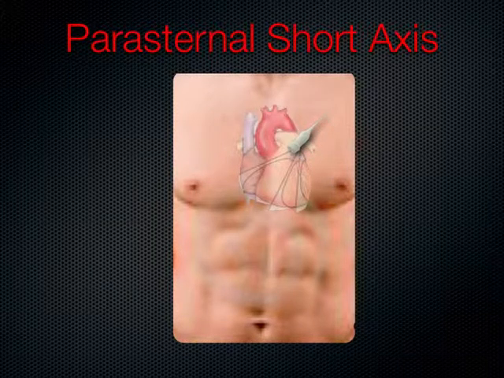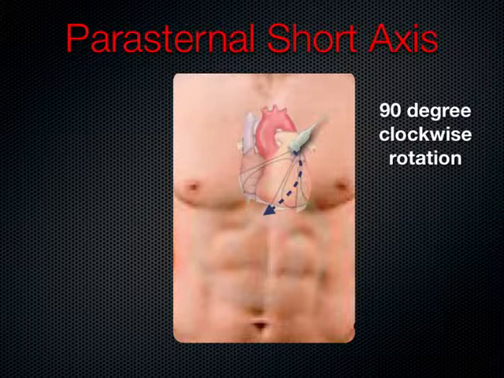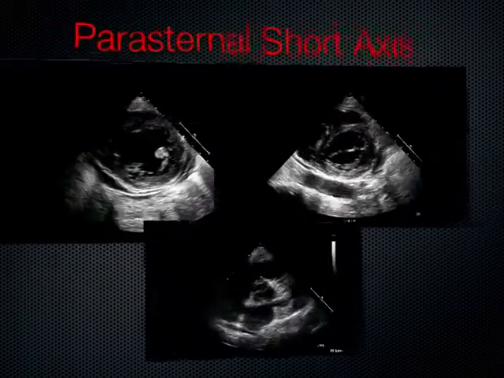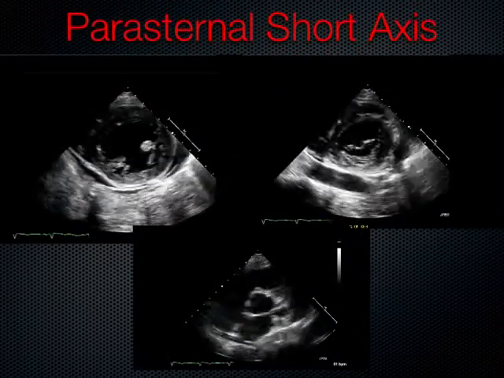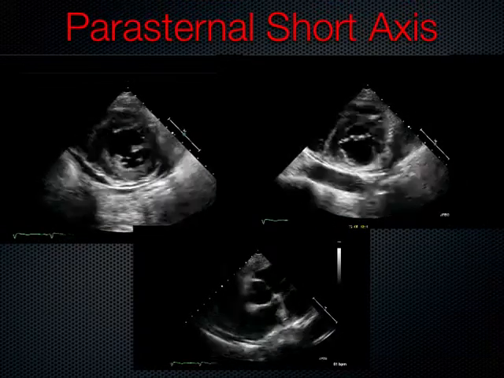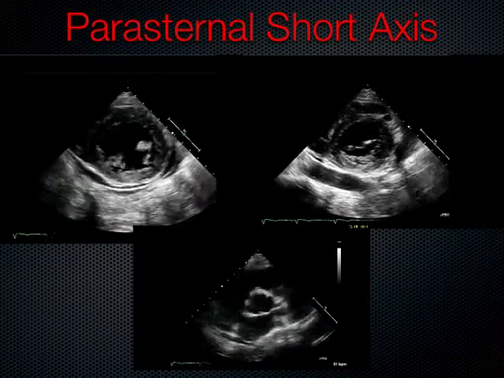Now the parasternal short axis, I didn't really talk too much about this in the past, but it's from the parasternal long. All you do is rotate the transducer 90 degrees clockwise so that the transducer indicator is aimed to the patient's right elbow. And we see three levels of the heart in the parasternal short axis.